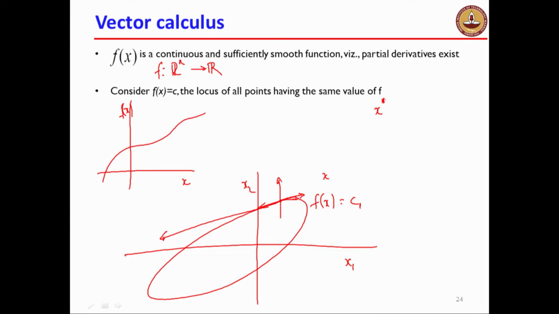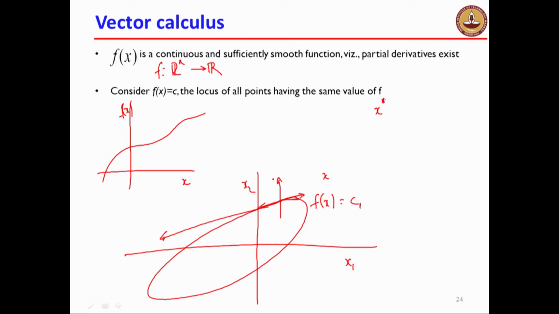But if I go a very small amount along the tangential direction, I will continue to hug the curve and I will be on the curve. And if I am on the curve, the value of the function does not change. So from this point there are different directions in which I can go, and in some directions the function changes, in some directions the function does not change. Along the tangential direction, if I make infinitesimal changes, the function value does not change.